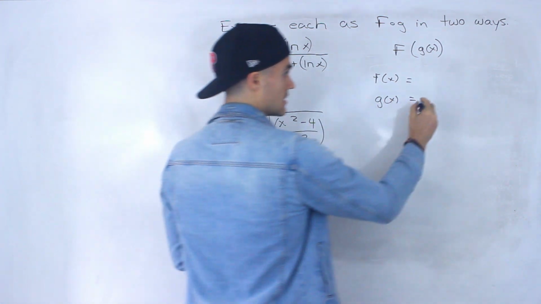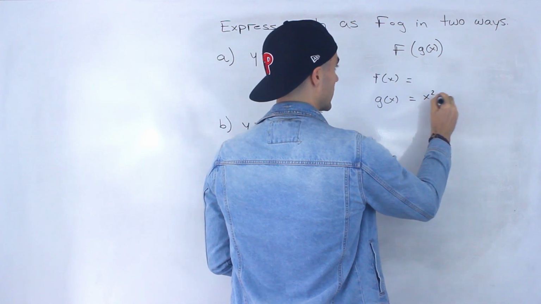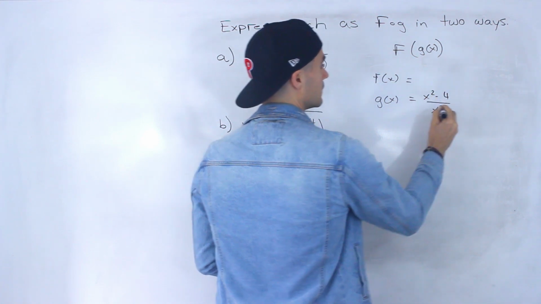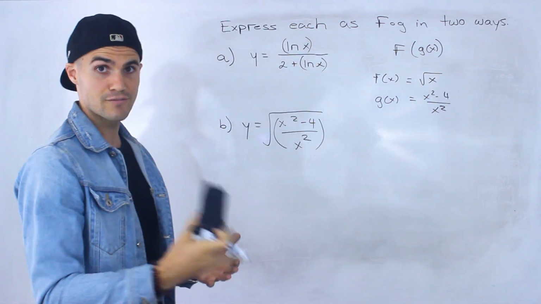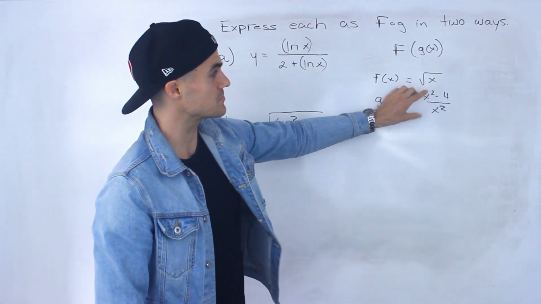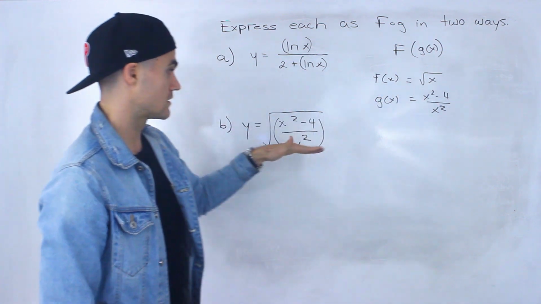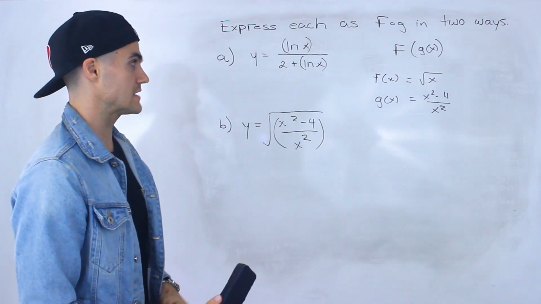So we can say g of x is x squared minus 4 over x squared. Then f of x would just be the square root of x. So then f of g of x, we would plug in this entire expression for this x here. And we'd end up with that. So that's one way to do it.